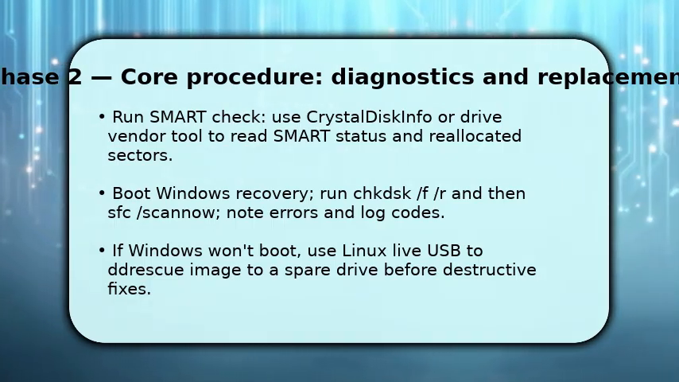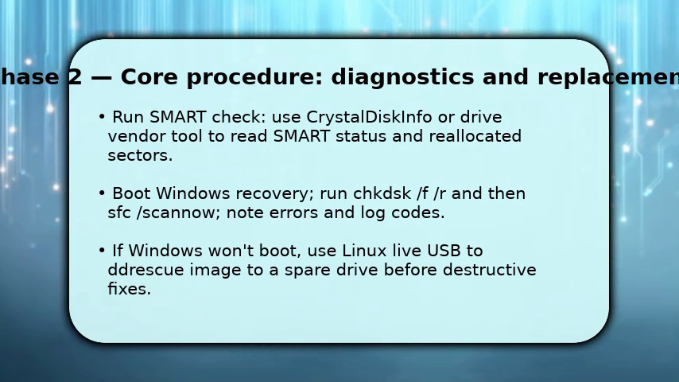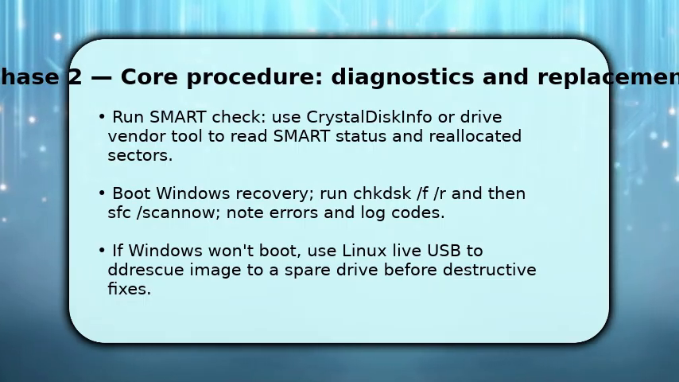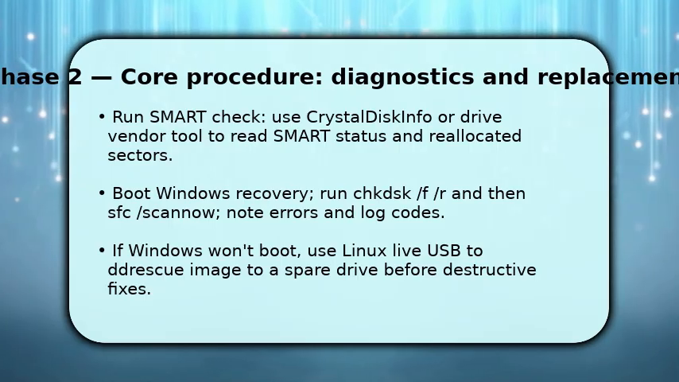If Windows won't boot reliably, make sure to create a block-level image with ddrescue from a Linux Live USB. This preserves data before you attempt destructive repairs.